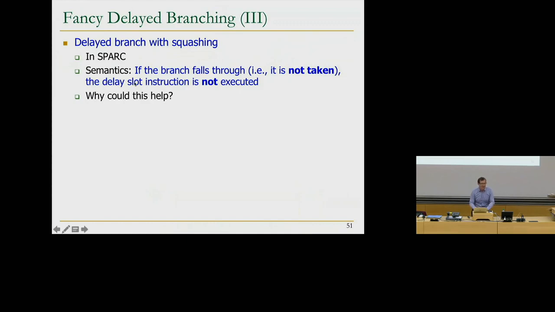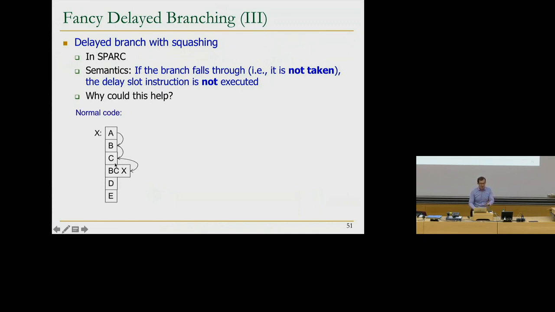Now let's take a look at another example. Delayed branch with squashing. Now what does this mean? We change the semantics slightly more. If the branch falls through, if it's not taken, then the delay slot instruction is not executed. So there's a particular delayed branch in SPARC. People figured out that delayed branch slots are not easy to fill, so they added this instruction. Why could this help? Let's take a look at this example.